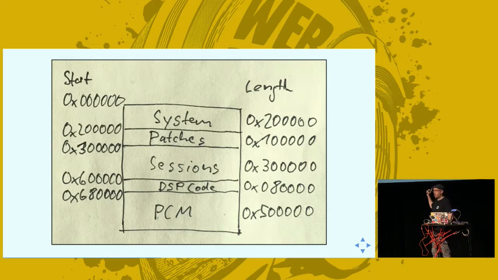And these are not the real numbers. I was not sure if I was allowed to publish them. So don't take your Circuit and try this out. It will break horribly. But it's basically like that. So you have just different pieces in memory. One of them is the patch memory, sessions, some DSP code for the synthesizer, and then the samples. And so you look at this memory map, and you kind of know what message to send to the device.